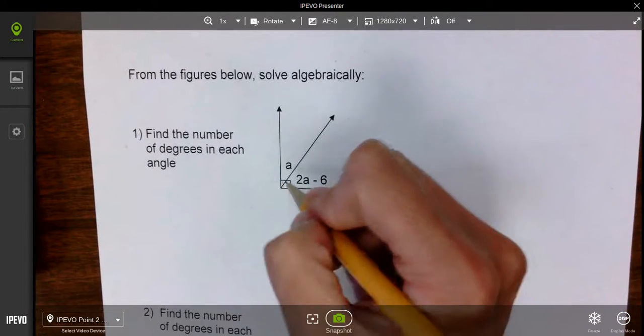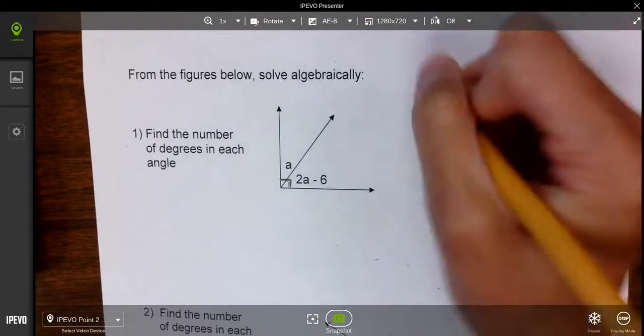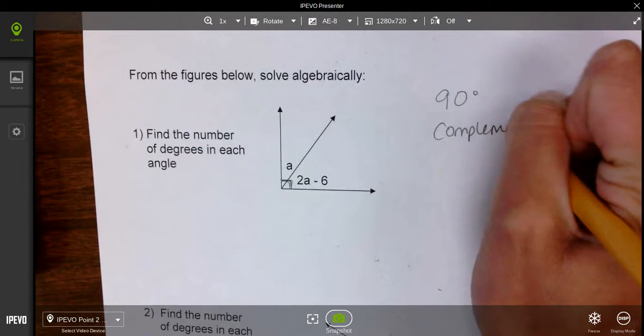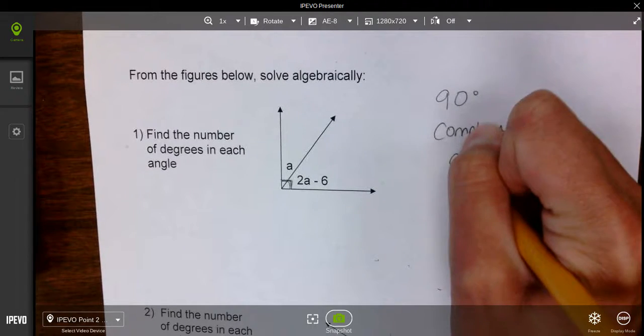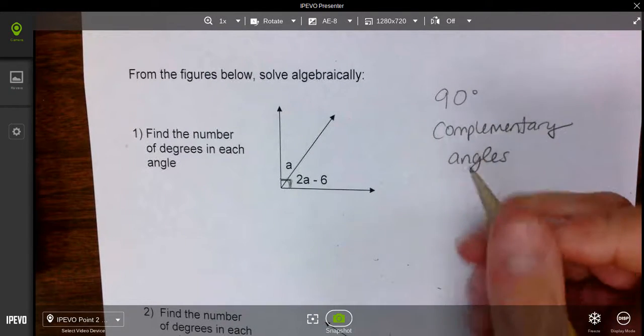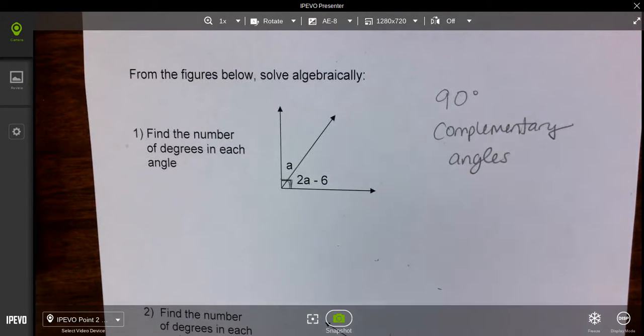In this picture, hopefully you notice straight away the right angle. That tells you this is a 90-degree angle. It also tells you that these angles are complementary angles because remember your definition of complementary angles are angles that add up to equal 90 degrees. So I can write a basic definition to help me find the missing angles.